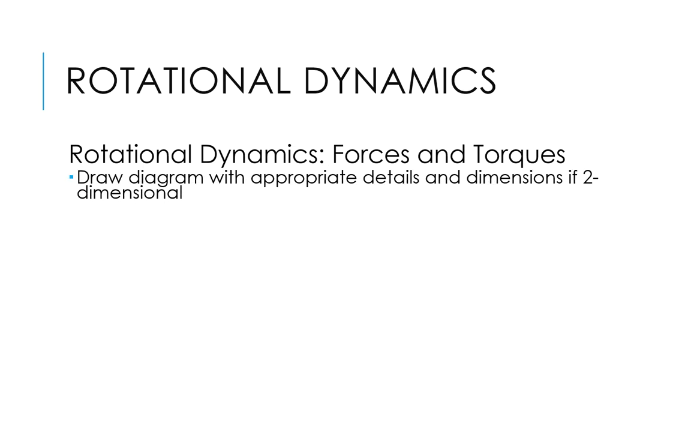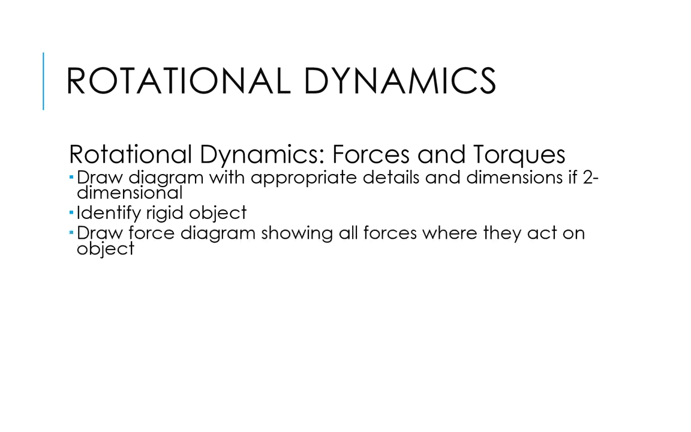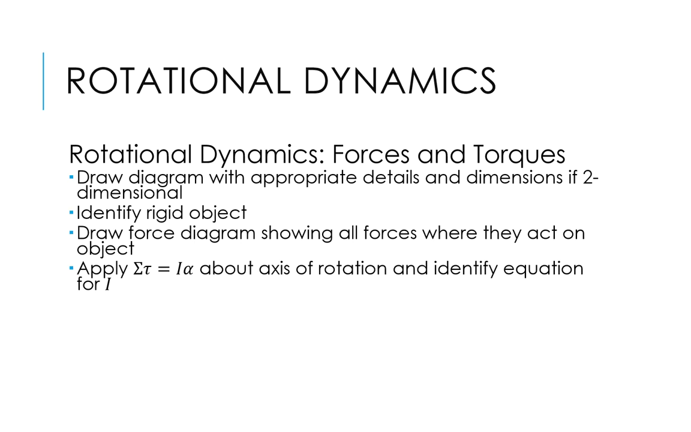But if you're doing forces and torques, well, of course, draw the same diagram, basically. Identify your rigid object. Draw a force diagram showing all the forces where they act on the object. Apply, this is a new equation: sum of the torques is equal to I alpha. So we just got to what this I is, the moment of inertia, last class period, right? We only had lecture for like 15 minutes. That's basically where we got to.